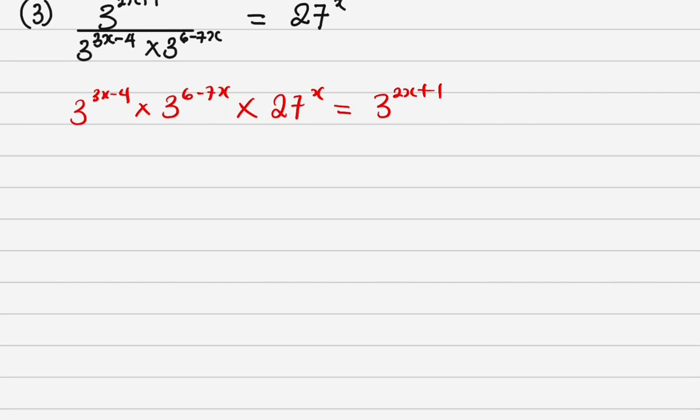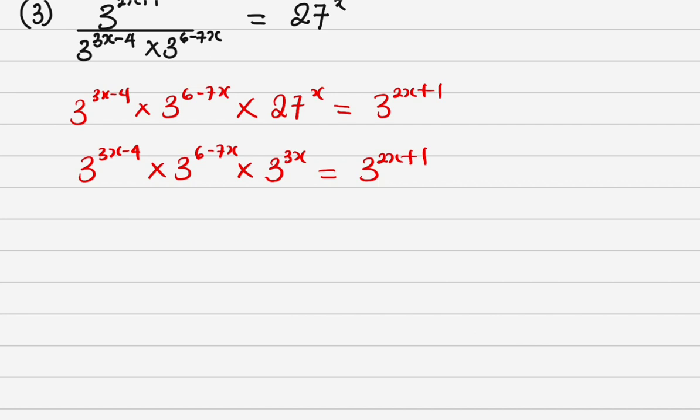Now, this, I will change all of them to be the same base. Most of them are actually. So this is 6 minus 7x, then times, this is 3 raised to power 3x is equal to 3 raised to power 2x plus 1. Now, don't be in a haste. Just do what I'm going to do now.